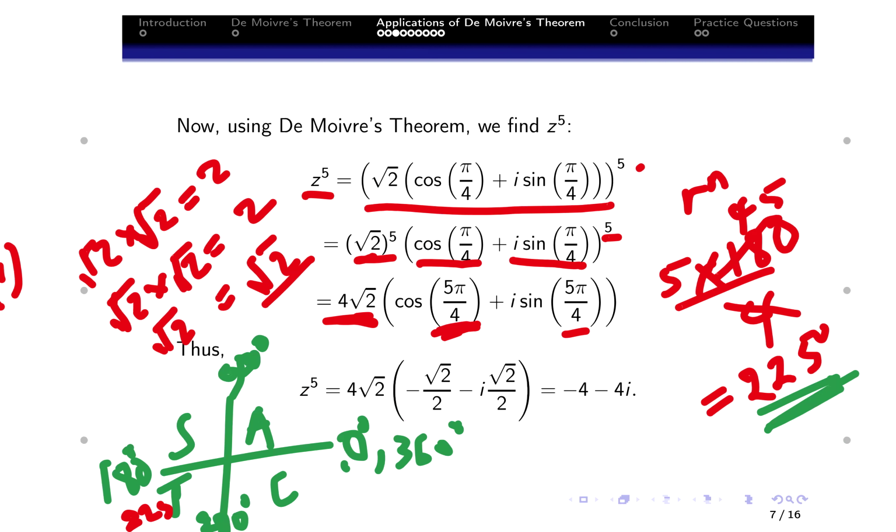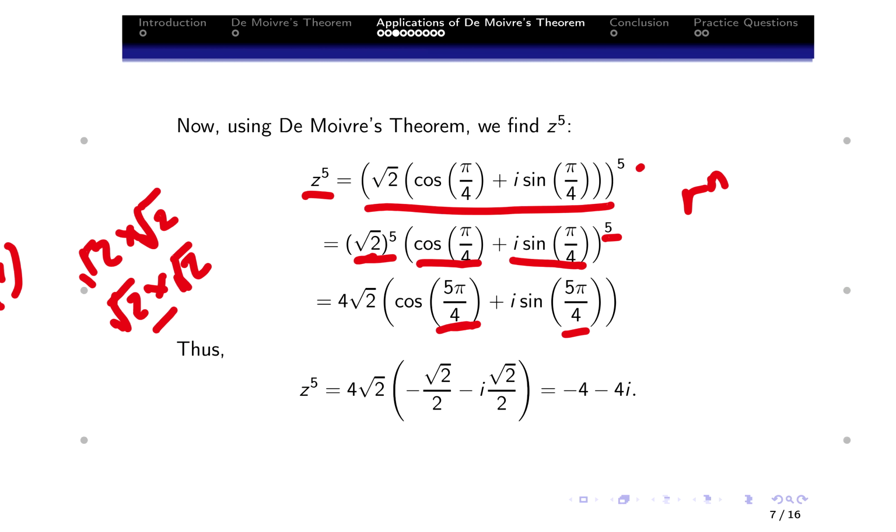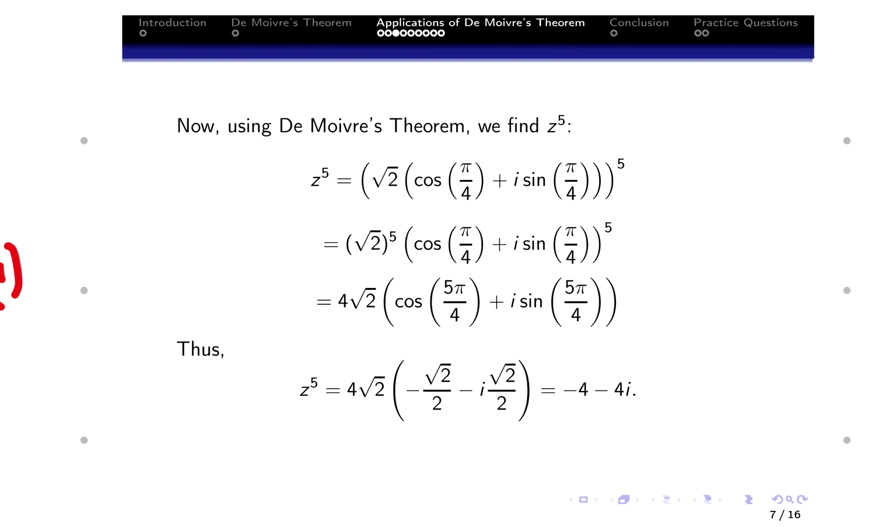Now that is sorted, we need to simplify what we have left. 2 cancels, 2 in 4 is 2. Root 2 times root 2 is 2. 2 times 2 is 4. This minus is what you have here, then this minus is here again. Same, 2 cancels 4, that's 2. Then root 2 times root 2 is 2, and 2 times 2 is 4. So it means that 1 plus i raised to power 5 is the same thing as minus 4 minus 4i.